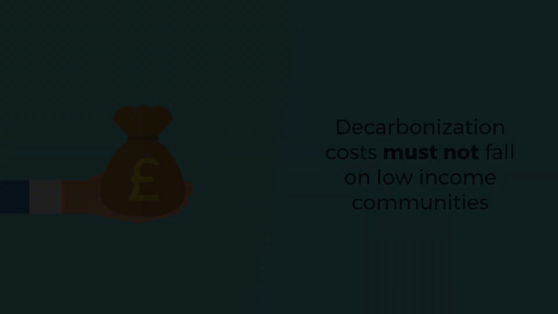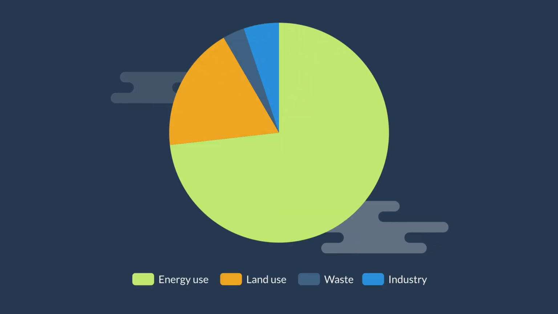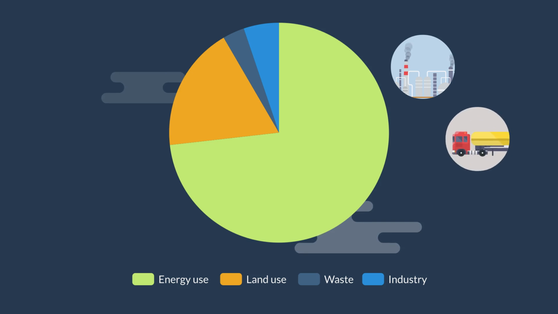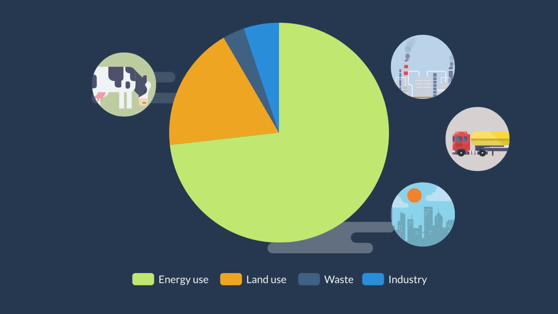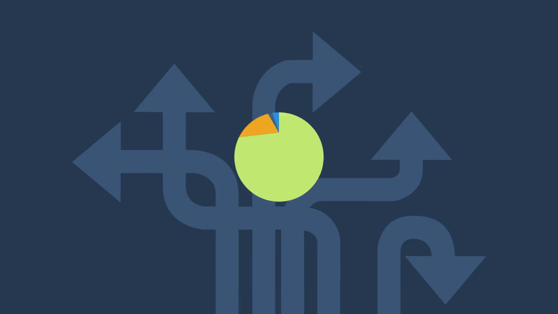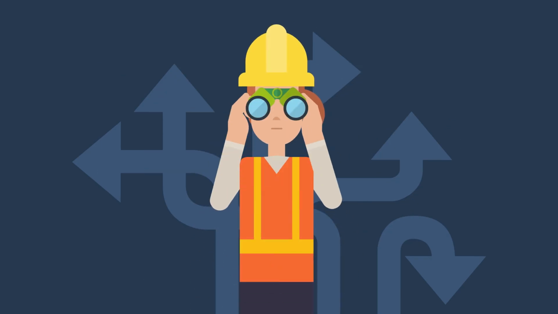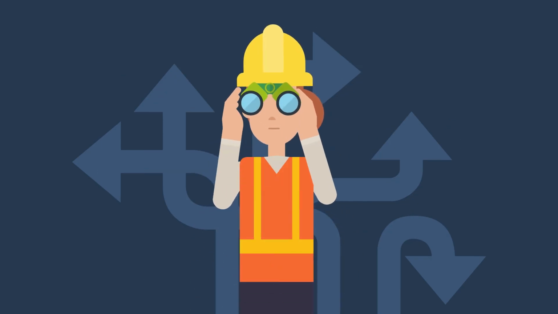Almost 3/4 of global emissions come from energy use that takes place within industry, transport, and buildings. Agriculture and land use change also contribute to greenhouse gas emissions. Because so many of our activities create emissions, there are many interventions we can make.